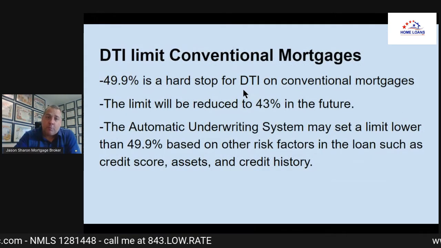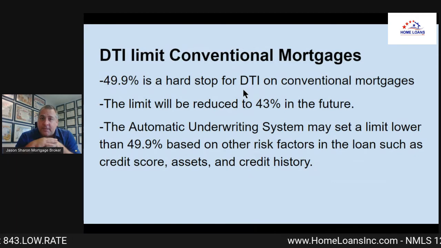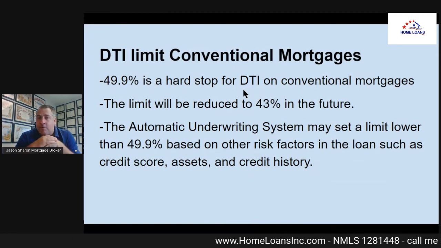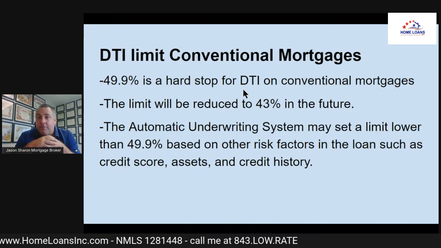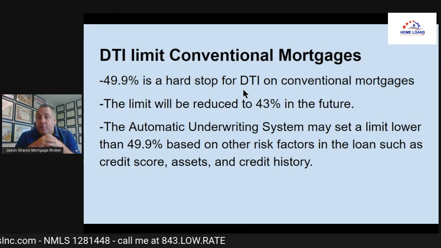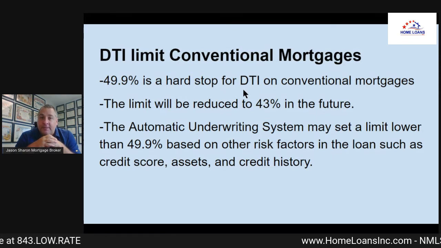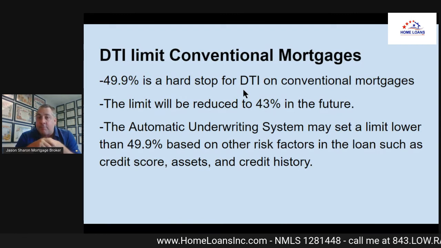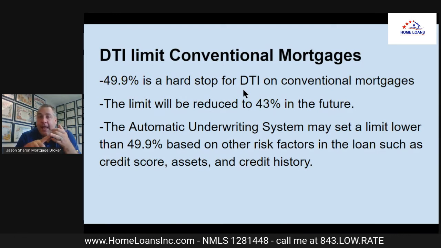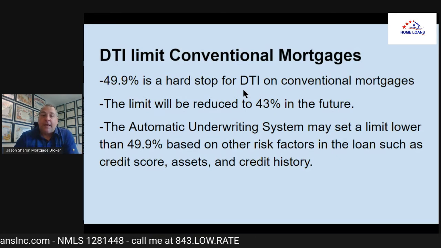So let's talk about conventional mortgages. A little bit more complex than VA. 49.9% is a hard stop for conventional mortgages. No ifs, ands, or buts about it. That limit will be reduced to 43% in the future, probably the near future. I would anticipate here in 2021, possibly in 2022. The automatic underwriting system may set a lower limit based on other risk factors in the loan, such as credit score, credit history, assets, down payment, loan to value, that kind of stuff.